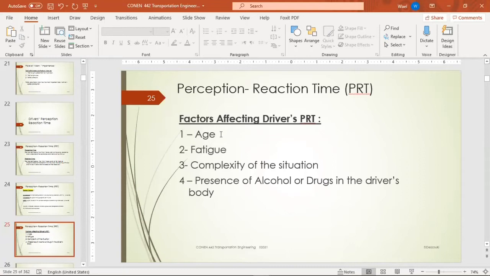The second factor is fatigue. If you are tired, your neural connections in the brain are going to be weaker and take longer. The third is the complexity of the situation. When you have different choices to make and all choices are difficult to make, that's a complex situation. That's why it takes you longer to decide what to do. And of course, the last one, presence of alcohol and drugs. Alcohol and drugs contain elements that inhibit neural connectivity, so it delays the neural communication in the human body and in the brain. That's why someone on alcohol or drugs takes longer to react to something.